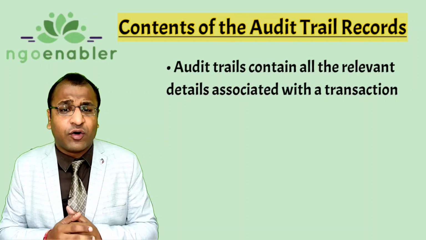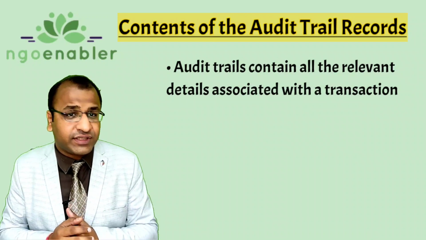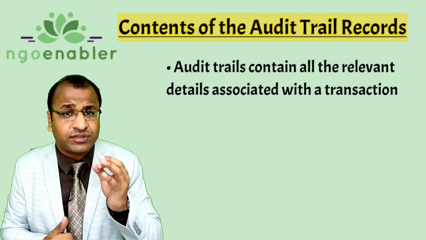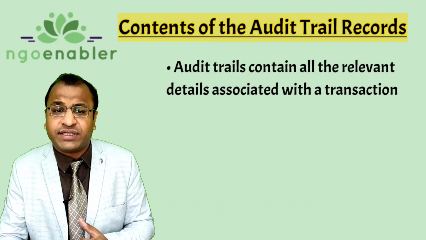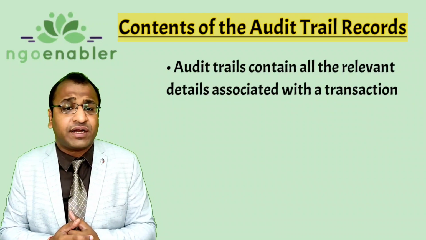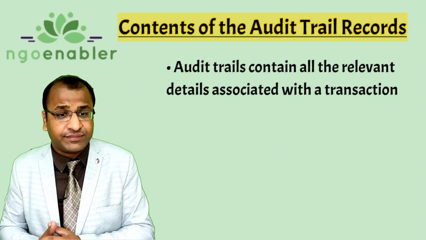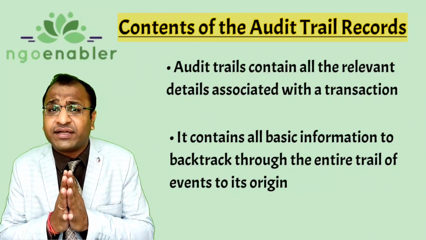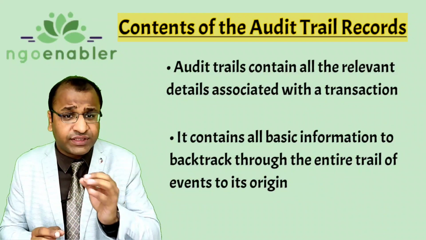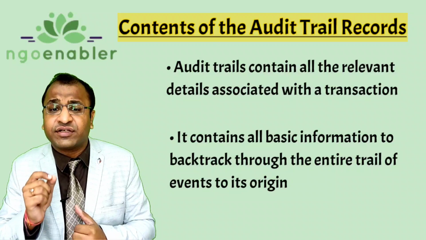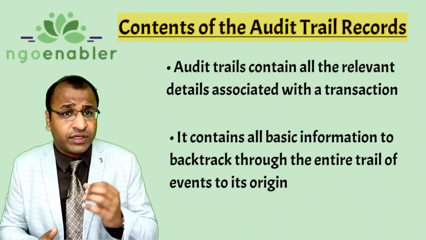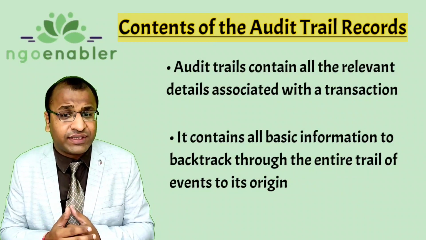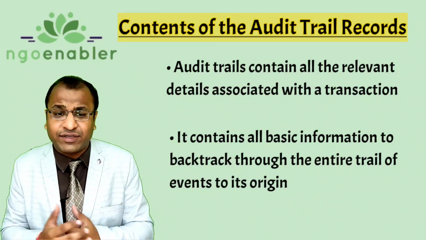Audit trails contain all the relevant details associated with a transaction, from the time, date and user information associated with that particular transaction to the more detailed financial data and reporting information that an auditor or the management may need. It contains all basic information to backtrack through the entire trail of events to its origin, usually the original creation of record. This may include user activities, access to data, login attempts, administrator activities or automated system activities.